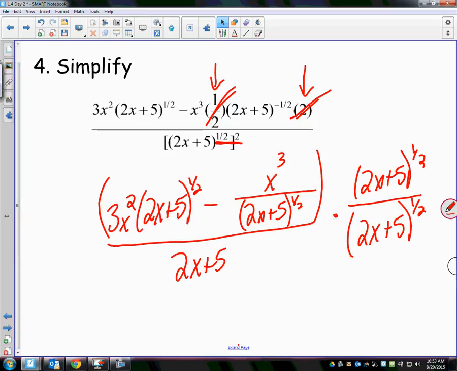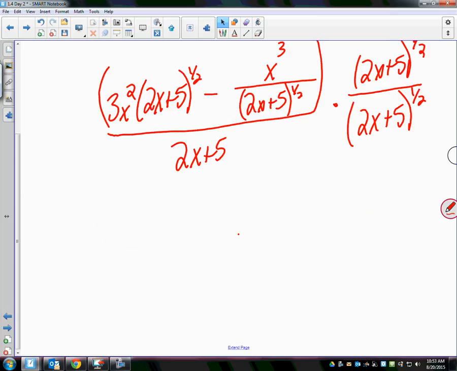I'm going to make this go up a little bit. So on the top, if I take this times this, I'm still going to have 3x squared, yes? But what is 2x plus 5 to the 1/2 times 2x plus 5 to the 1/2? Yeah, because you just add those exponents, or it's like a square root times a square root. Like, it gets rid of the fractional exponent. It's just 2x plus 5.